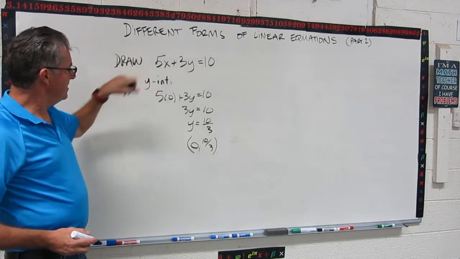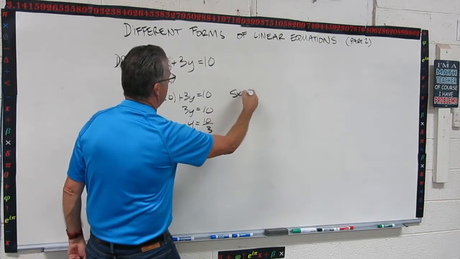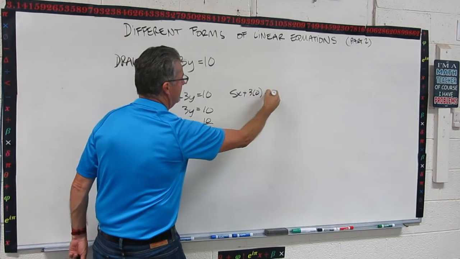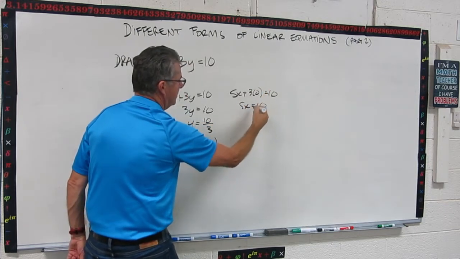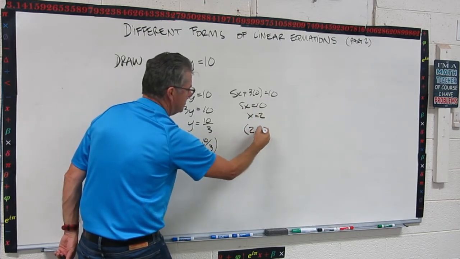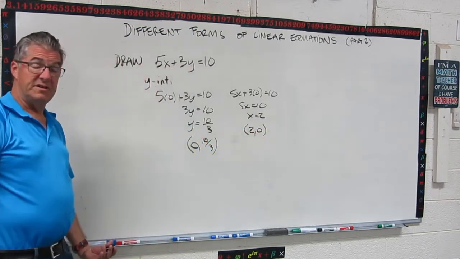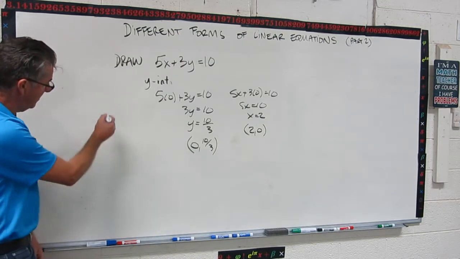Let's try for the x-intercept. That's when y is 0. So 5x plus 3 times 0 equals 10. We get 5x equals 10, and that gives us x equals 2. So the x-intercept is 2, 0. So now I have my two intercepts. It's pretty easy to make a sketch. I'm going to squeeze that in right here.